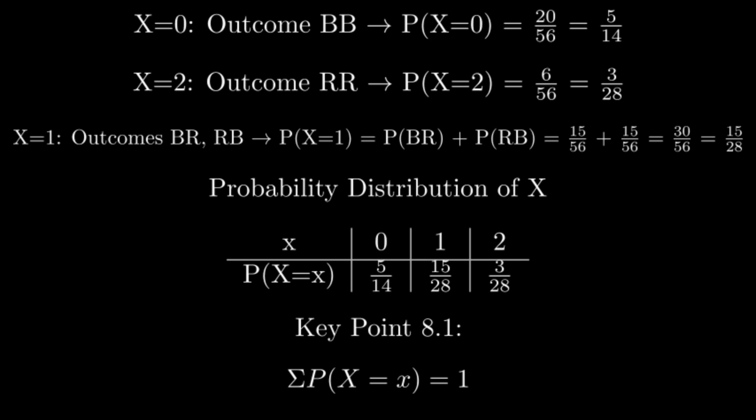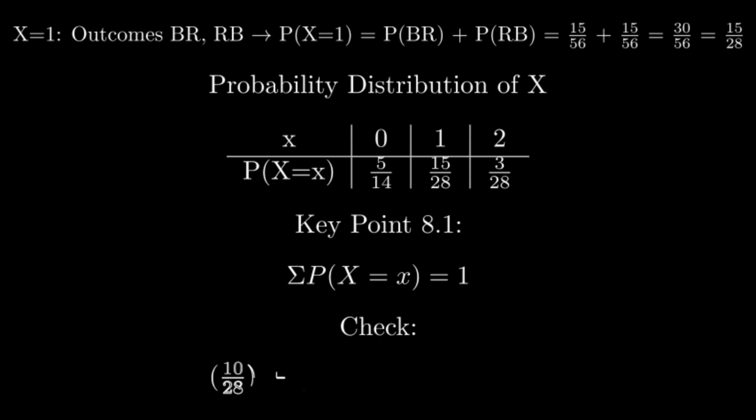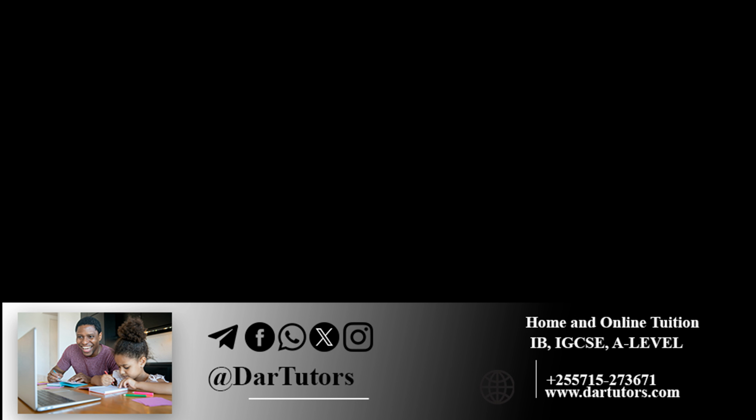Let's check our work. We need a common denominator, which is 28. So 5/14 becomes 10/28. Adding our probabilities, we get 10/28 plus 15/28 plus 3/28, which equals 28/28. And that is indeed 1. Our distribution is correct. Let's move on to another example, worked example 8.2. This one will test our understanding of the key property we just learned.